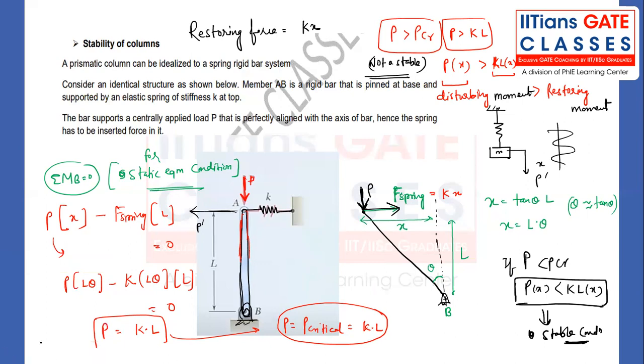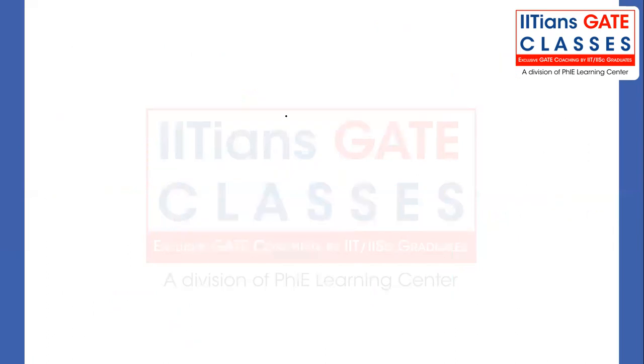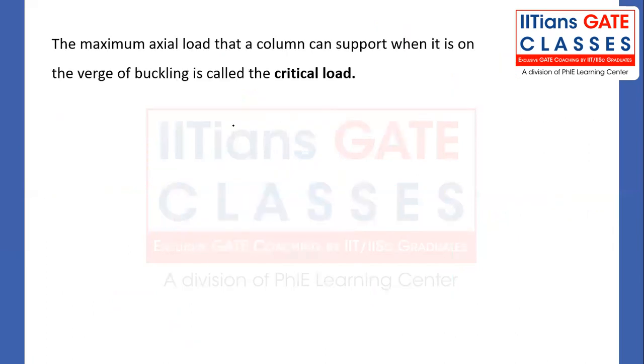So we will catch some few points, and we'll make a note of that. The maximum value of the load a column can support when it is on the verge of buckling will be called the critical load. Make an important point. Very, very important.